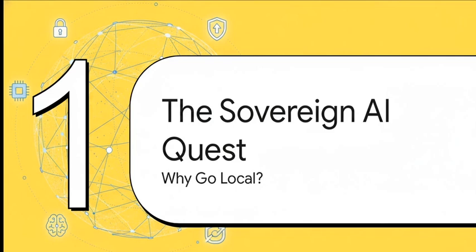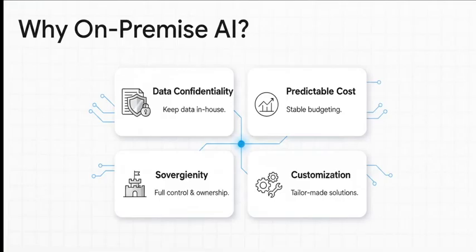Okay, before we get into the nuts and bolts of CPUs and GPUs, let's back up a second and talk about the why. Why is everyone suddenly so obsessed with running AI locally? It really all comes down to this super powerful idea, sovereign AI. So what's the deal with this sovereign AI push? Well, it breaks down into 4 really important things.